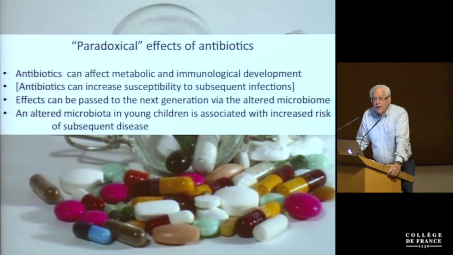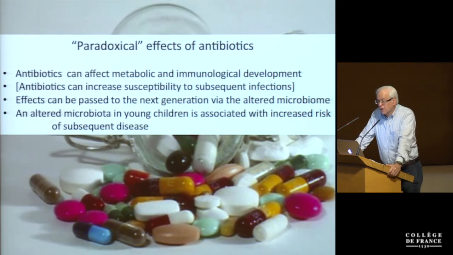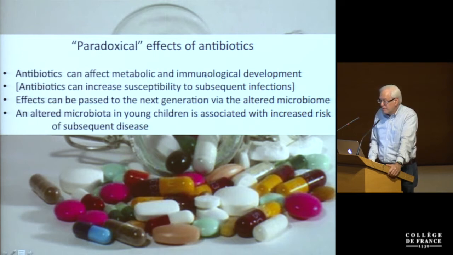So what I want to talk about for the major part of my talk are what I would call paradoxical effects of antibiotics. I'll show you evidence that antibiotics can affect metabolic and immunological development. We have evidence that antibiotics can increase susceptibility to subsequent infections, but this hasn't been published yet, so I'm not going to show it today. We'll show evidence that the effects of antibiotics can be passed on to the next generation via the altered microbiome. And I'll give an example of how an altered microbiota in young children is associated with increased risk of subsequent disease.